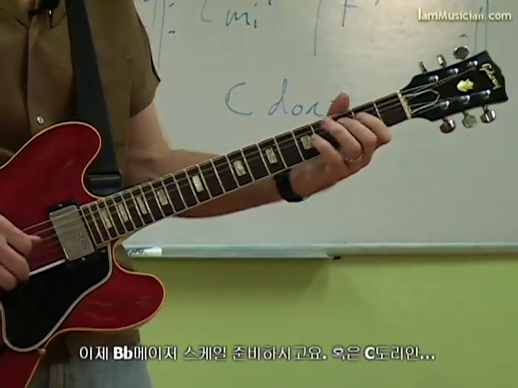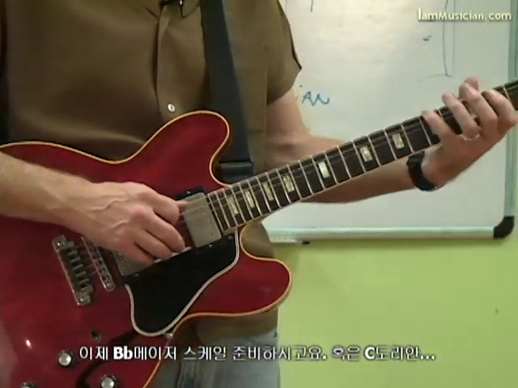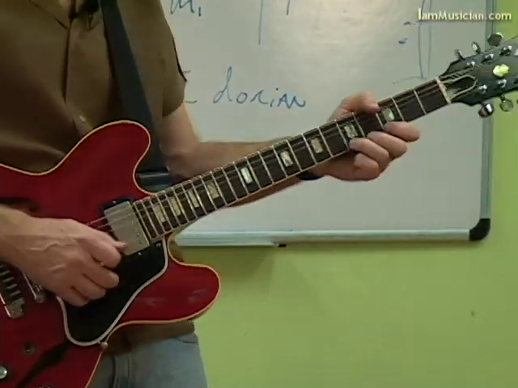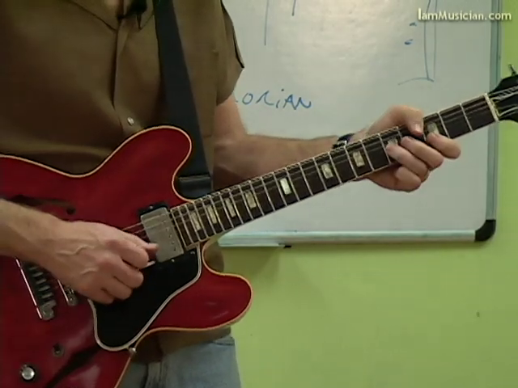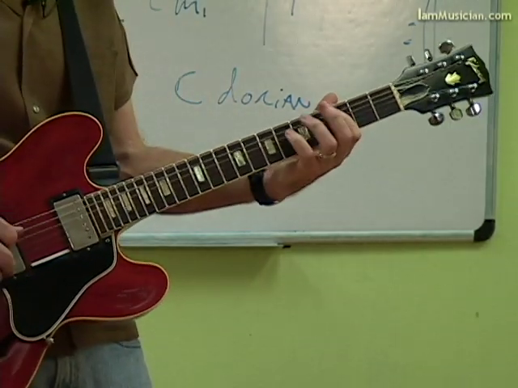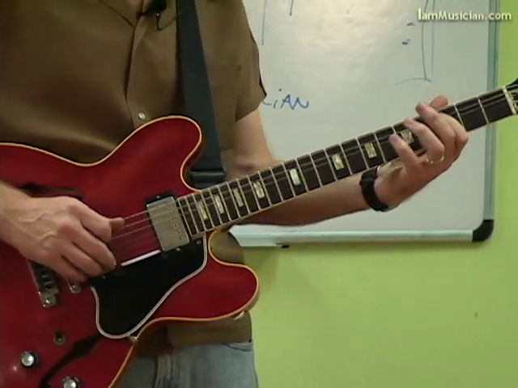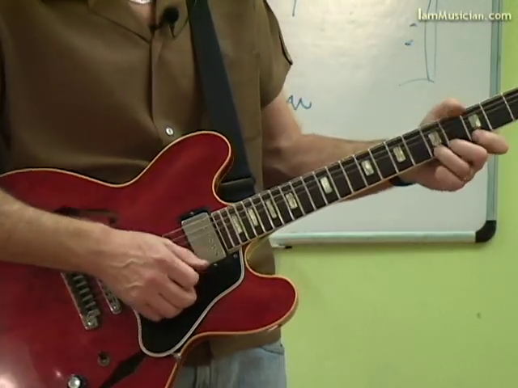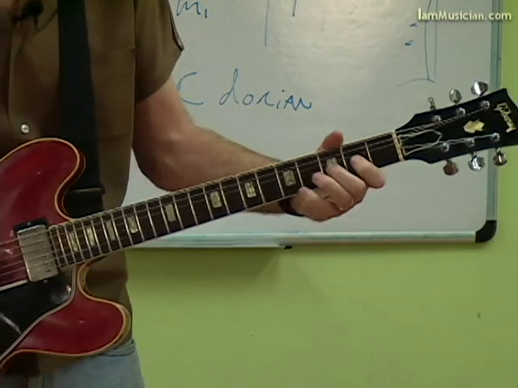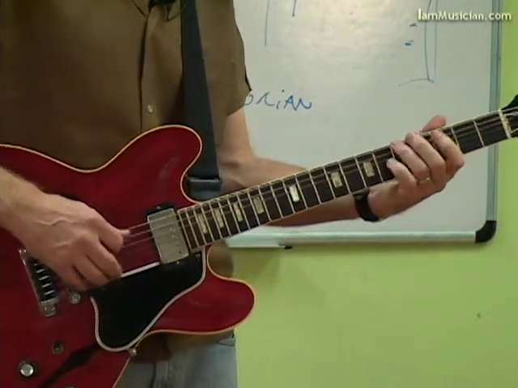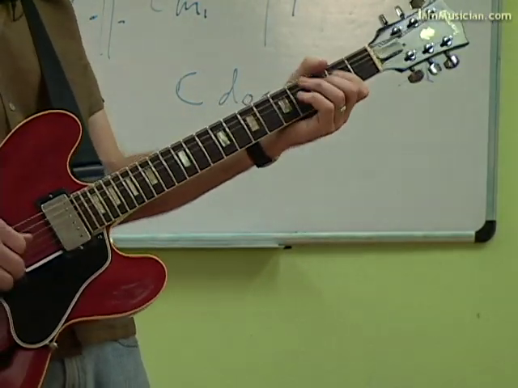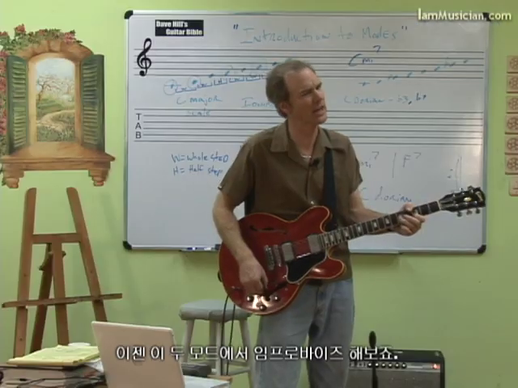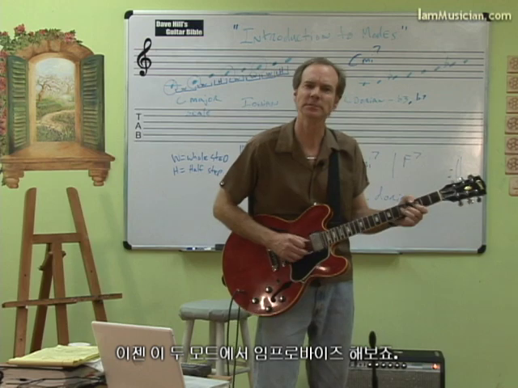Get ready for the B flat major scale, or C Dorian. Back to C major. Now I'm going to just kind of improvise in these two modes.